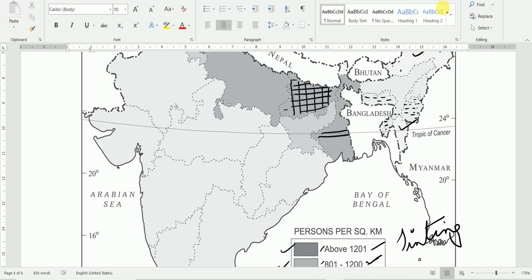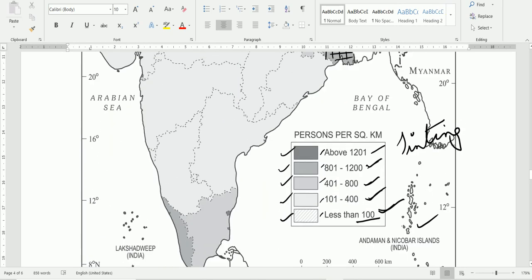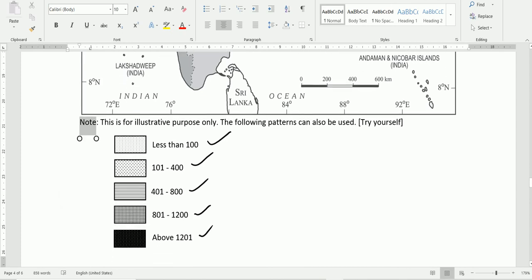Then West Bengal, okay, West Bengal, like this. So instead of this setting, we may use patterns. Okay, it is better to use patterns. So please try yourself. Use this pattern and try yourself.